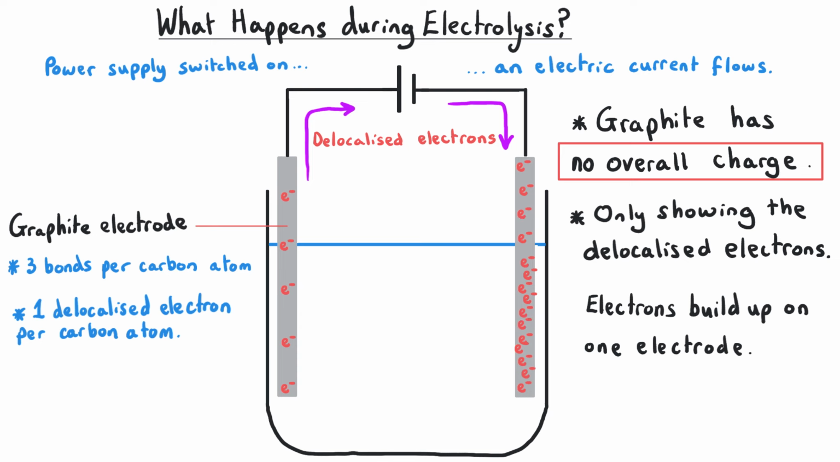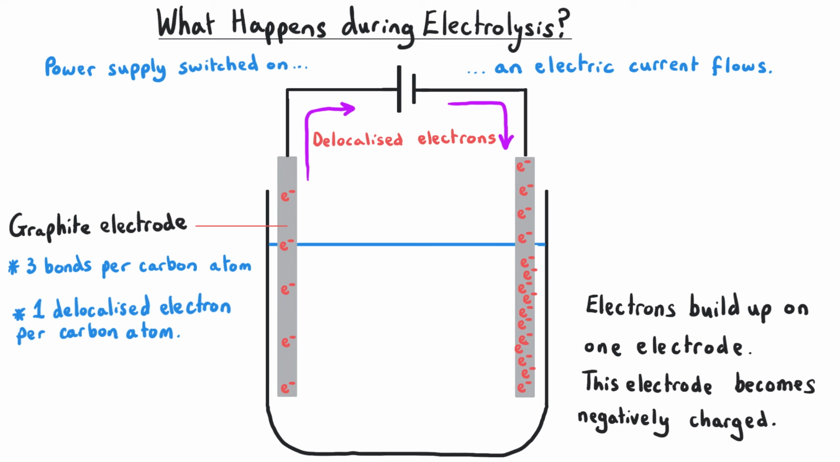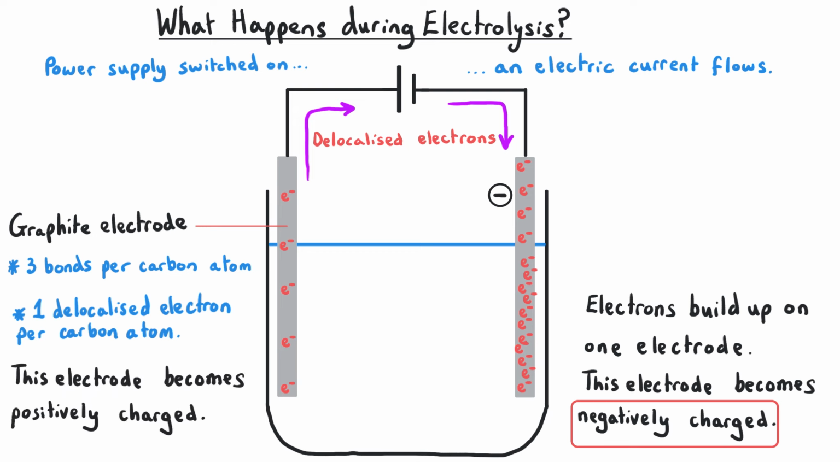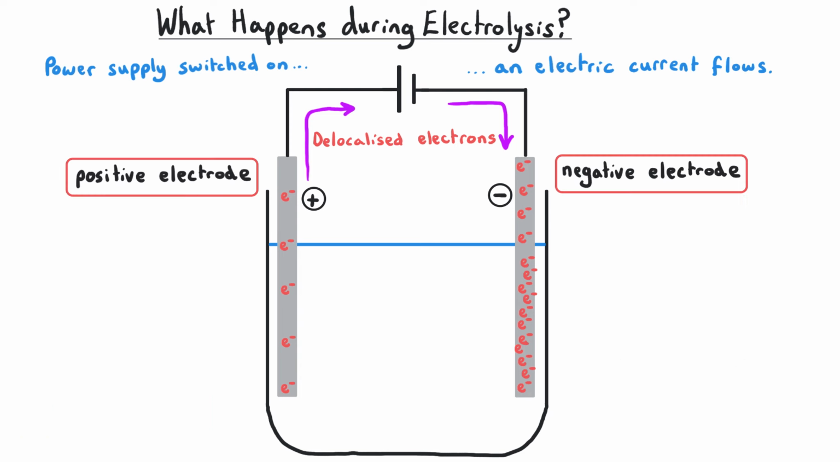This will make the electrode on the right-hand side become negatively charged because more and more negative electrons will be building up there, and so this electrode will no longer be neutral. And then the other electrode, which has lost these negative electrons, will become positively charged. And so now we have two oppositely charged electrodes dipped into our electrolyte.